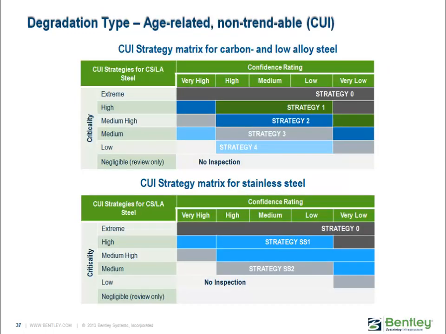A strategy-based or corrosion under insulation degradation type is age-related but not easily trendable. Making a reasonable, accurate estimate of remnant life of equipment is not possible since the time of wetness is difficult to predict at any specific location on that insulated equipment or piping.